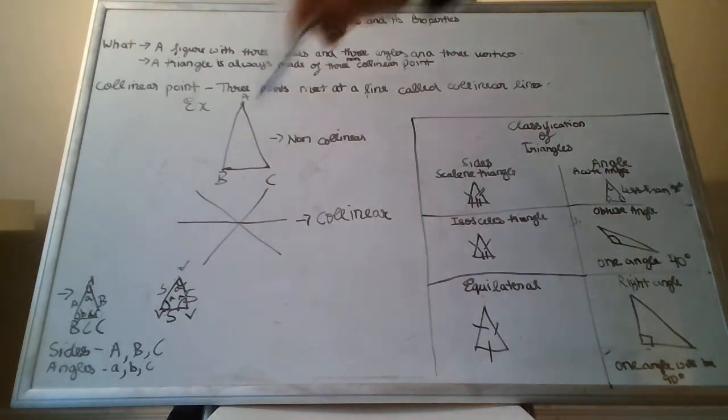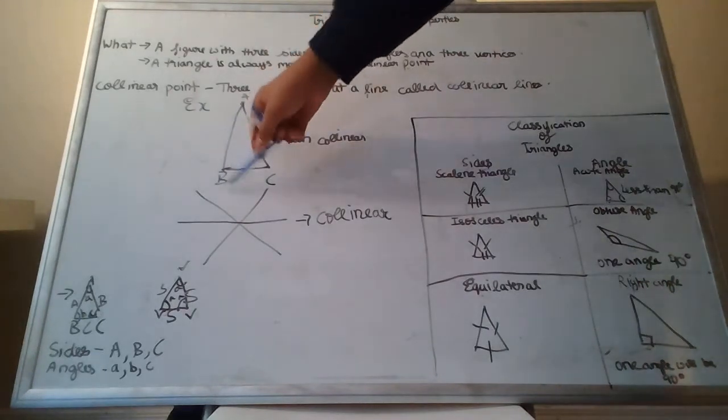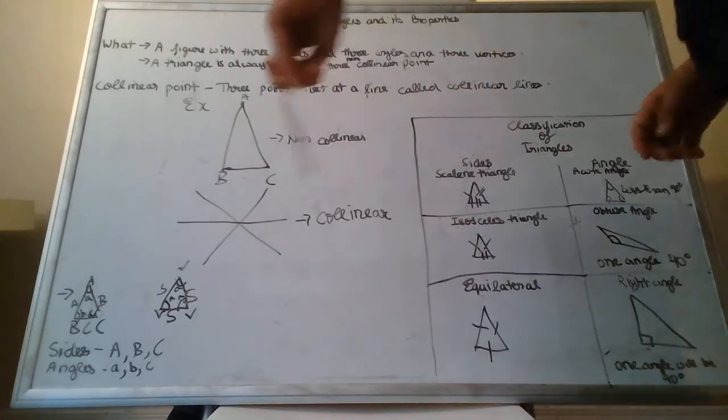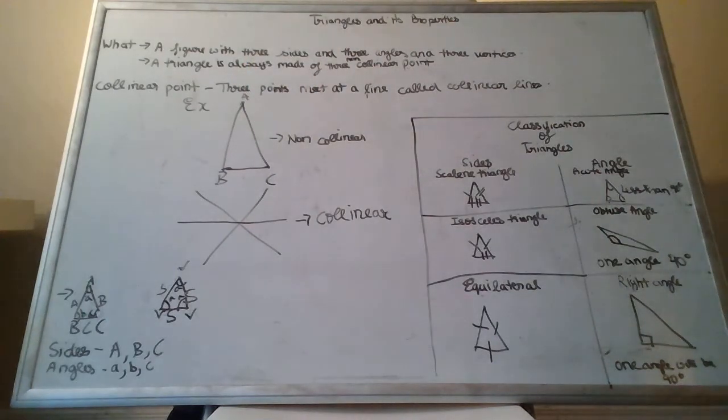Here, as you can see, this is triangle ABC. It has three sides, three angles and three vertices. And there is one more point to remember: a triangle is always made of three non-collinear points. So these are the two things to remember: a triangle has three sides, three angles and three vertices, and a triangle is always made of three non-collinear points. Remember that, three non-collinear points.